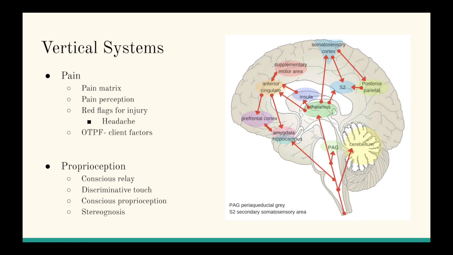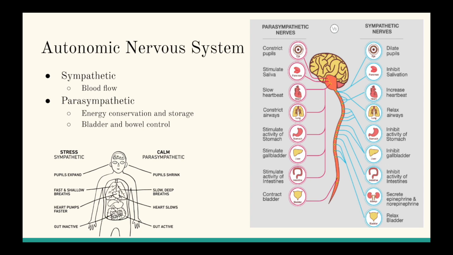And stereognosis, which is the ability to use touch and proprioceptive information to identify an object. One example from the textbook mentions the ability to have a key in the hand that can be identified without vision. So in TBI, there could be confusion or disorientation about where an individual is, or it could involve objects around them as well. The final main concept under vertical systems is the autonomic nervous system.